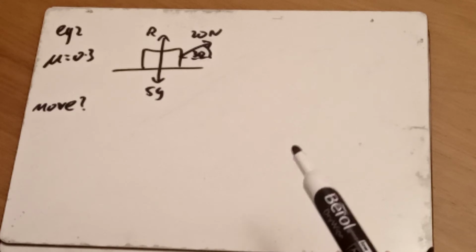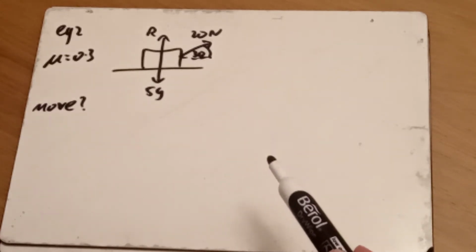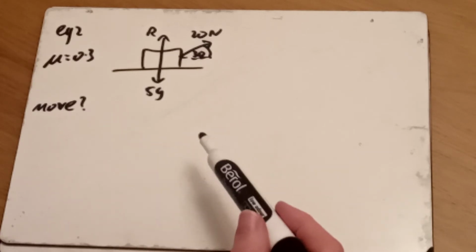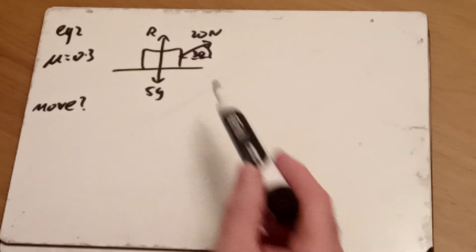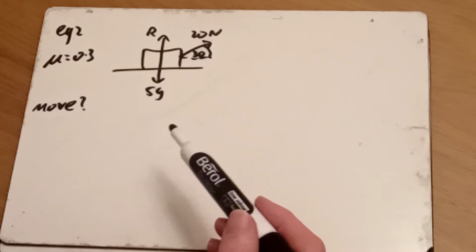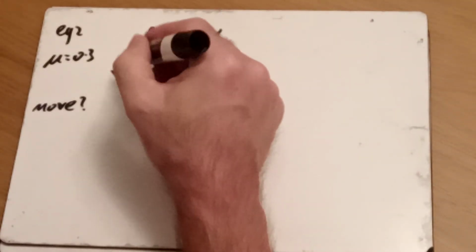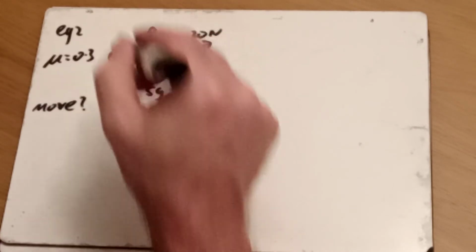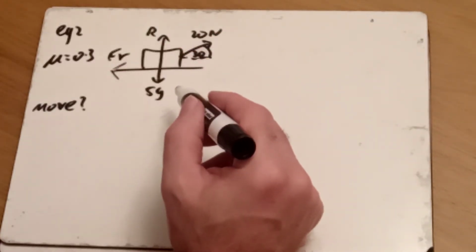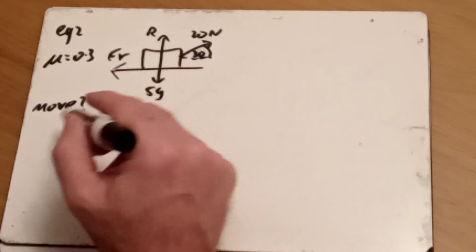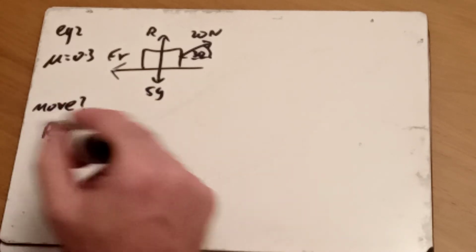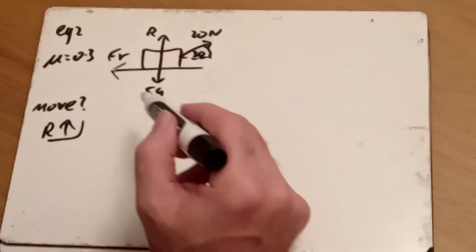Second example, we're given the value of mu, 0.3 in this case. We're given the mass, 5 kilograms, so the weight's 5g. We're given the tension, 20 newtons, at an angle of 30 degrees. And the question is, is that enough to make it move or not? So it's not necessarily in equilibrium. So there's my friction. What I can do in this case is work out the maximum value of friction, because I can resolve upwards to work out R. That equation would not have friction in it.